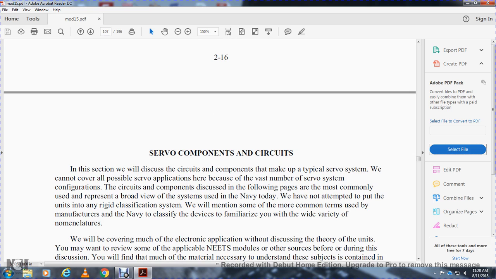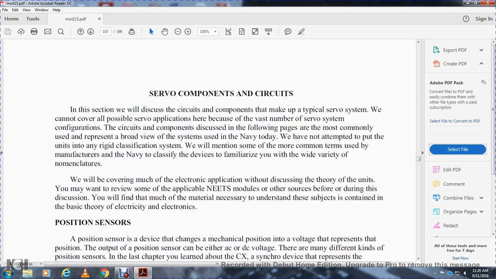Servo components. In this section you will discover the components that make up the typical servo system. We cannot cover all the possible servo applications here with the various configurations of servos, so the components discussed on the following pages are the most commonly used and representative of a broad view of the system used by the Navy today. We will mention some of the most common terms used by manufacturers and the Navy to classify the devices, to familiarize yourself with the wide variety of nomenclatures.